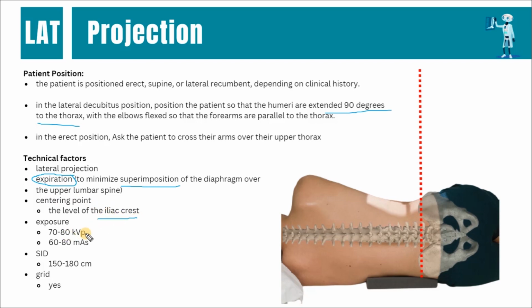The exposure factor, same kilovoltage as in the anterior projection, but an increase in the milliamp per second due to increase in the thickness of the parts. SID again, a long SID of 150 to 180 centimeter, and of course we are again using the Bucky and the grid line to have a better image quality.